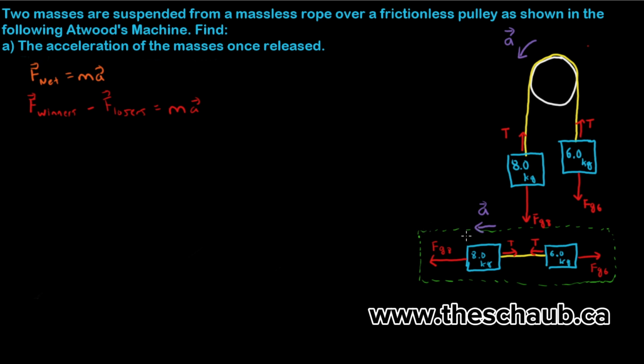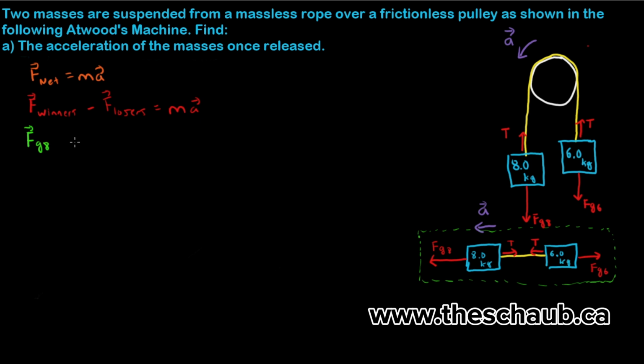In our question, we're going to say that our winning forces are the forces that go in the same direction as our acceleration. So all we have to do is look at our arrows. For instance, Fg8 is a winning force because it goes in the same direction as our acceleration, to the left. Our first tension here is a losing force because it acts in the opposite direction of our acceleration. So let's write this down. Fg8 is a winning force. It goes in the same direction as our acceleration.